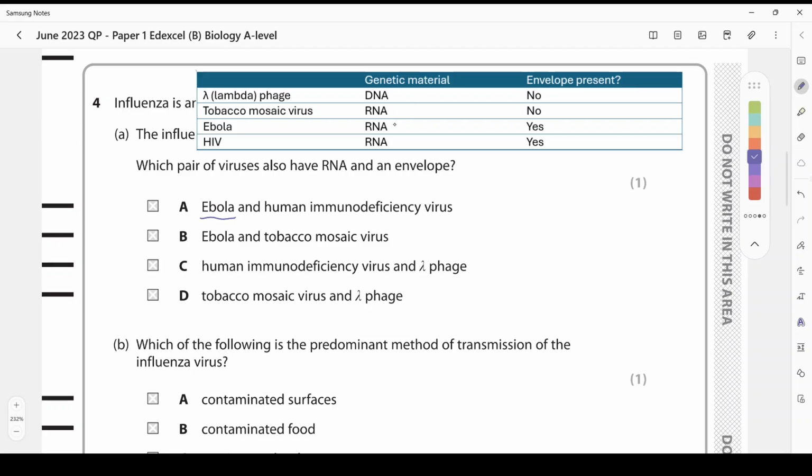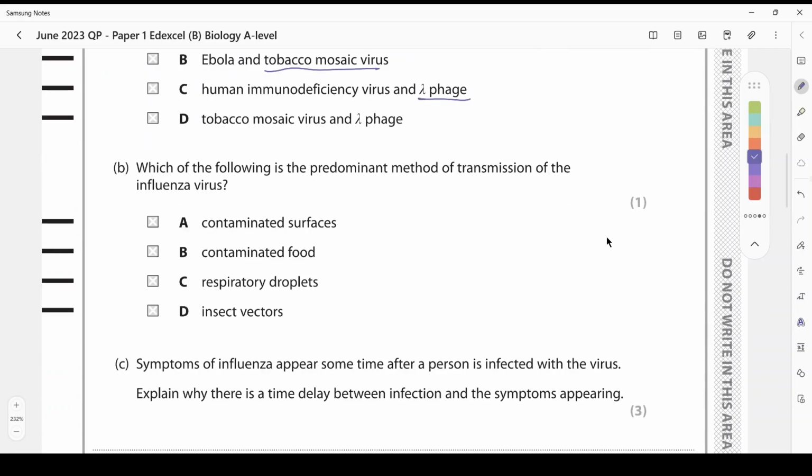So Ebola does have RNA, does have an envelope. HIV does have RNA, does have an envelope. So the answer is A. With tobacco mosaic virus, it has RNA but no envelope. With lambda-phage, it has DNA and no envelope. Okay, let's move on to part B.